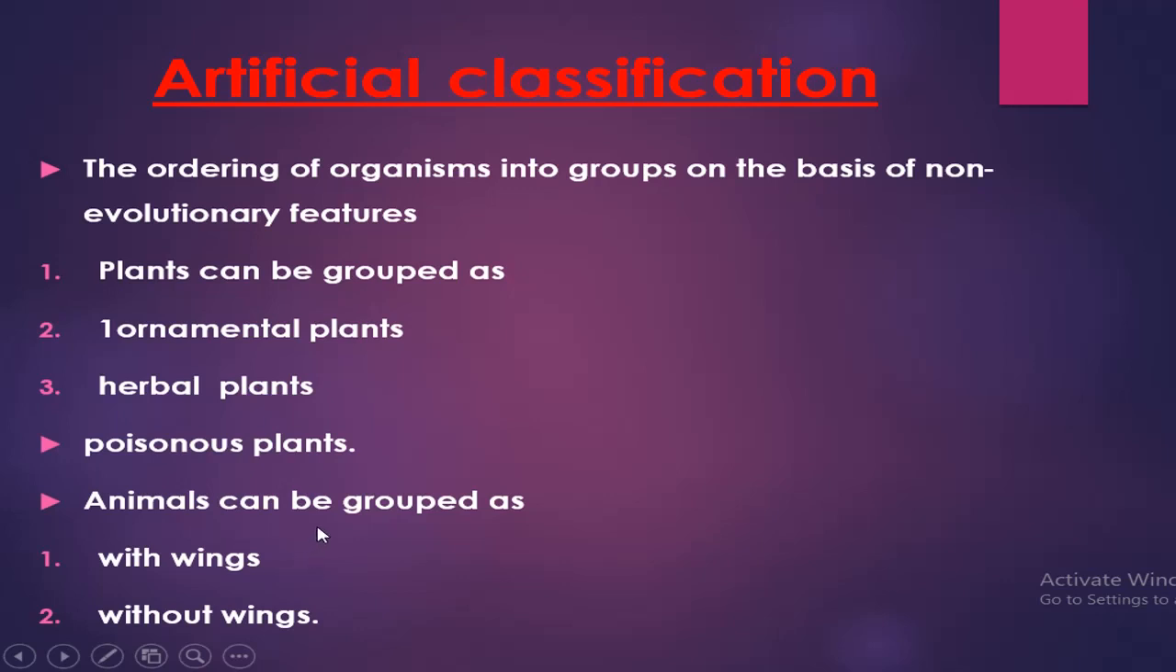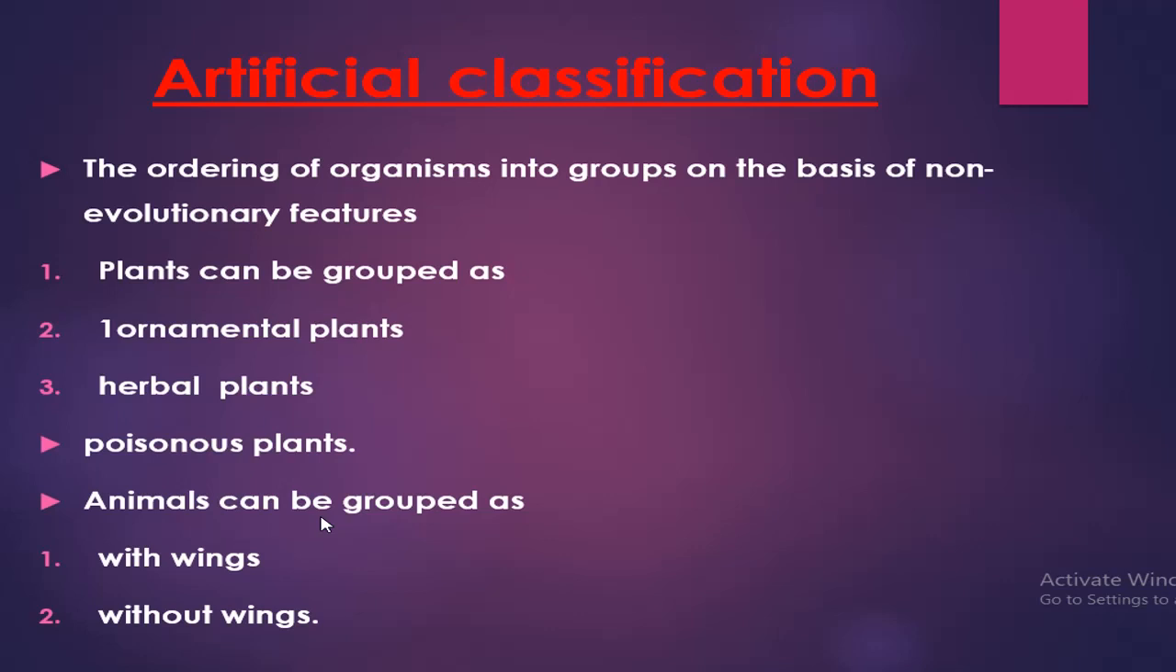Now we have learned what is meant by classification. After that we learned about the significance of classification, and then the methods of classification. In the methods of classification, there are two methods for classification of organisms: one is artificial classification, the second one is natural classification.